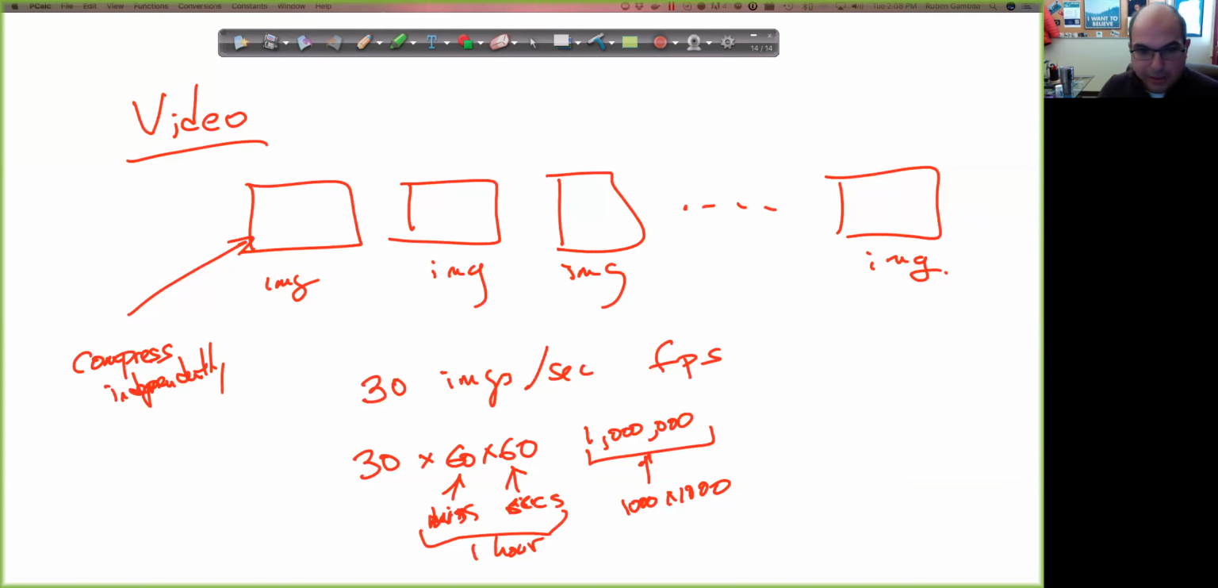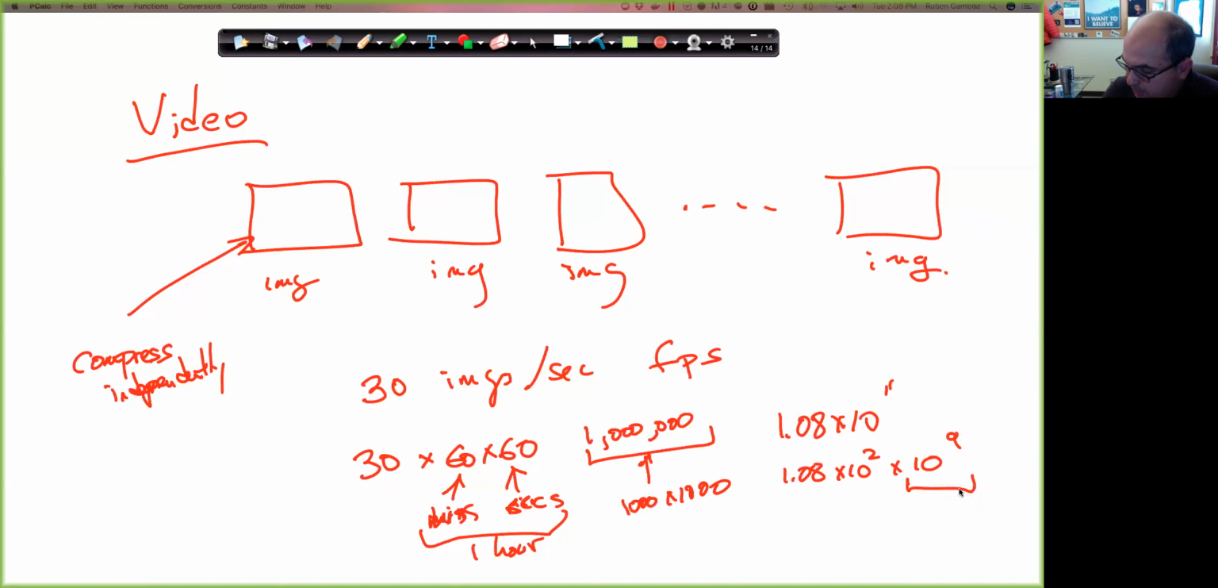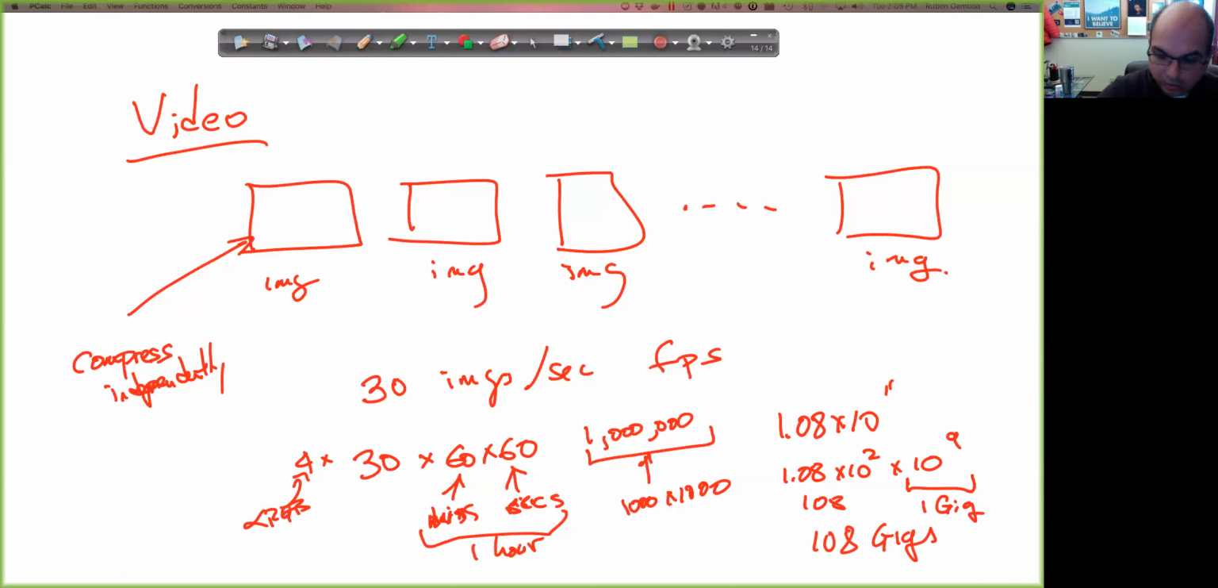Okay, so the size of this is 1.08 times 10 to the 11th, right? And so that ends up being 1.08 times 10 squared times 10 to the ninth. This is a gig, okay? That is 1,000 million, okay? This is just 108. So we have 108 gigs, except I made a mistake because I need the alpha RGB, right? So I'm actually going to need to multiply that by 4. So 432 gigs. Okay, that's a big file. It actually starts being ridiculous. So we may not want to use this format.